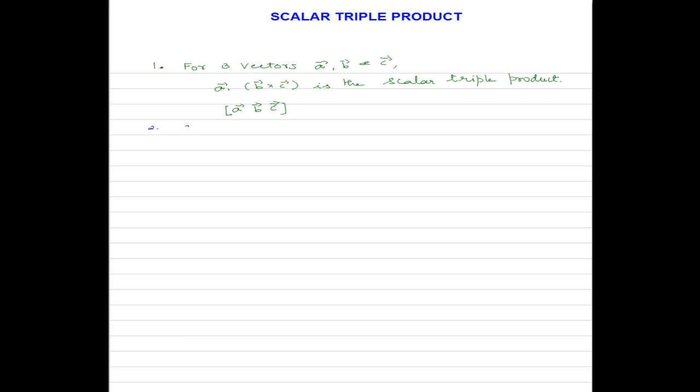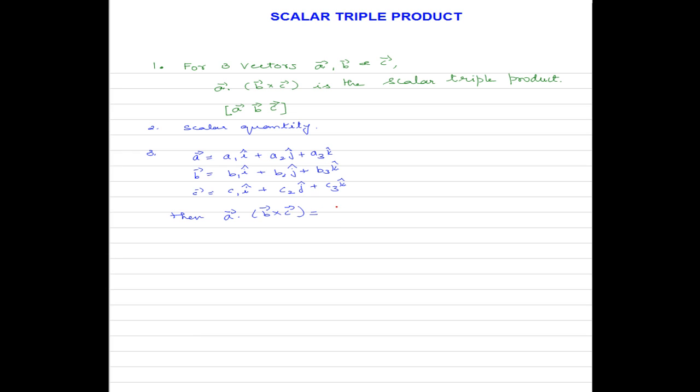The scalar triple product is a scalar quantity, which means there is no direction associated with this quantity. The third factor is that if A vector is equal to A1i plus A2j plus A3k, B vector is equal to B1i plus B2j plus B3k, and C vector is equal to C1i plus C2j plus C3k, then the scalar triple product A vector dot B vector cross C vector is denoted as determinant of A1, A2, A3, B1, B2, B3, C1, C2, C3.